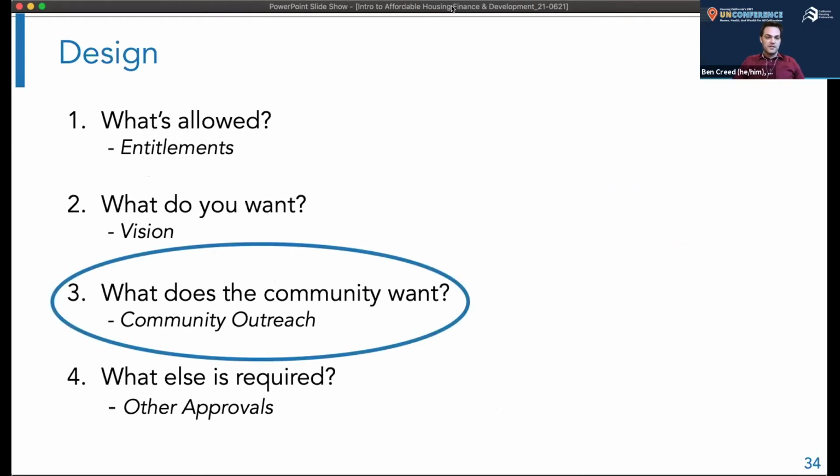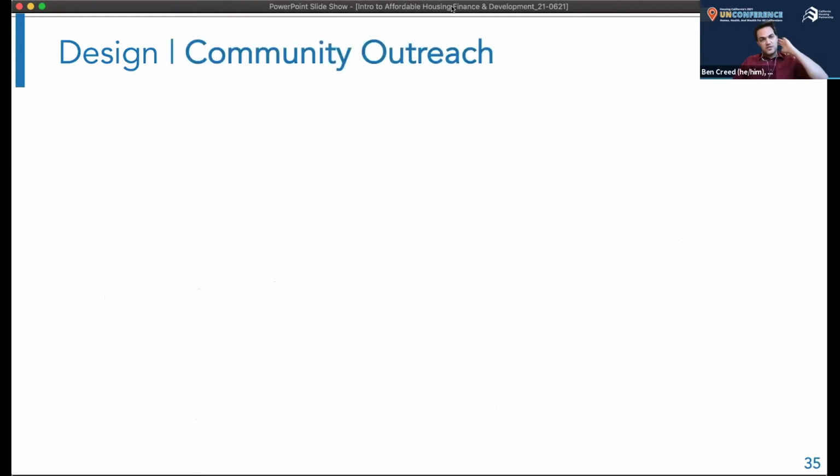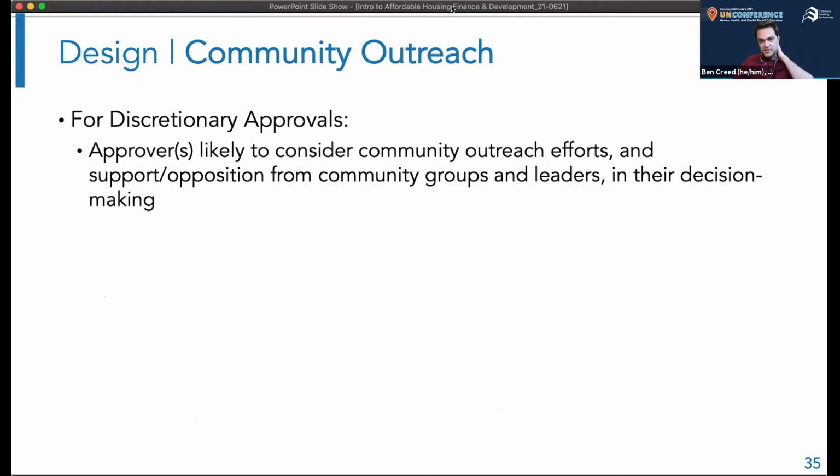So the community plays an important role in the design as well. Community outreach is almost certainly going to be considered by any approval authority that's involved in a discretionary approval process. Your council or your design review board or your planning commission, if they have approval authority over your development, are going to want to see what sort of community outreach you've done, and they're going to consider support and they're going to consider opposition that has been submitted by members of the community.